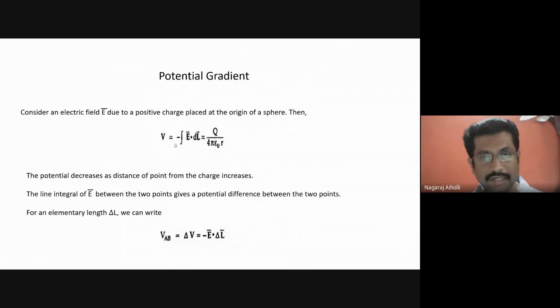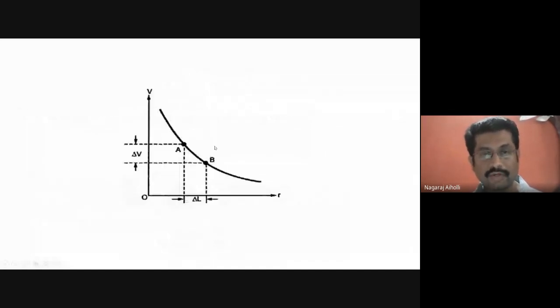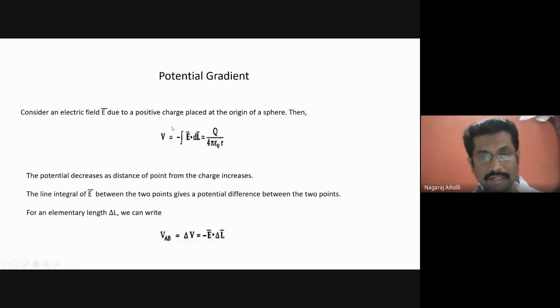Now we are establishing the relation between the potential V and the distance R, the distance between these two. Analytically, we come to know that both are inversely proportional. Potential is inversely proportional to distance. If distance increases, potential decreases. If distance decreases, potential increases. Correct? They are inversely proportional to each other.